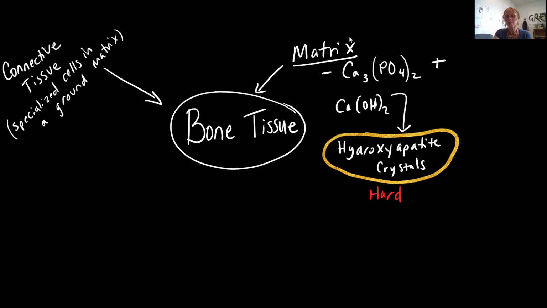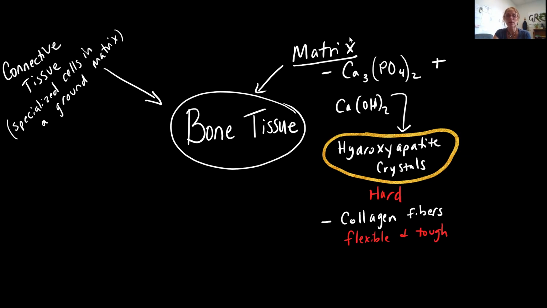The matrix itself is composed of calcium inorganic components. So you have calcium phosphate and you have calcium in the calcium hydroxyapatite crystals. Now, collectively, these calcium mineral components are going to be making the bone very hard.